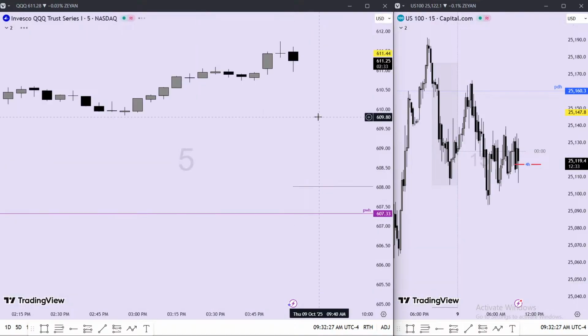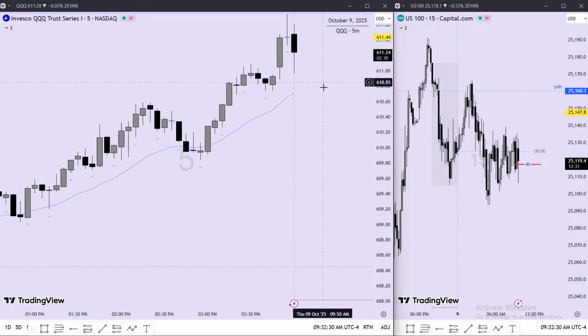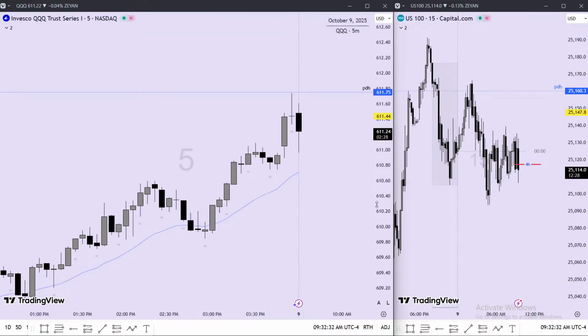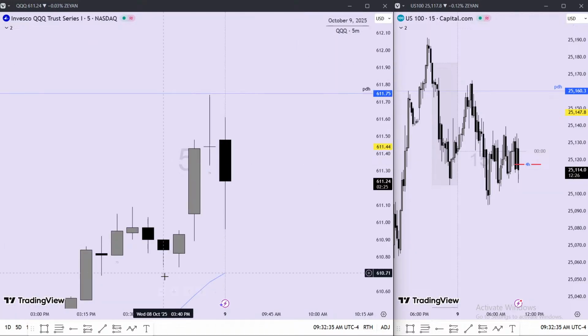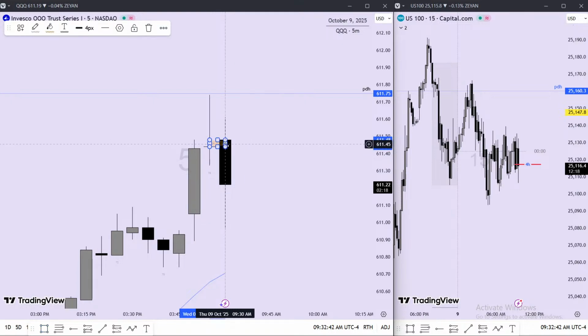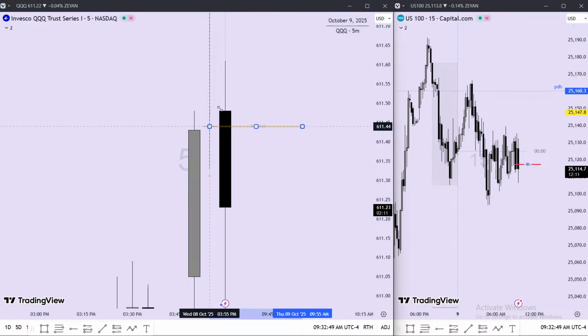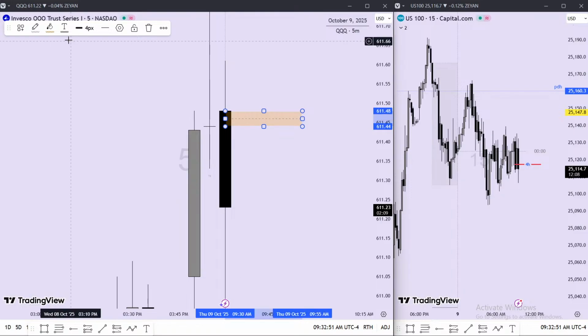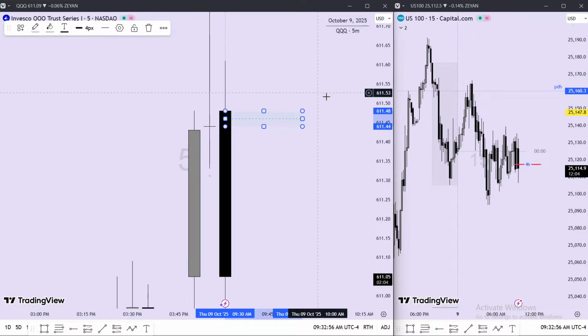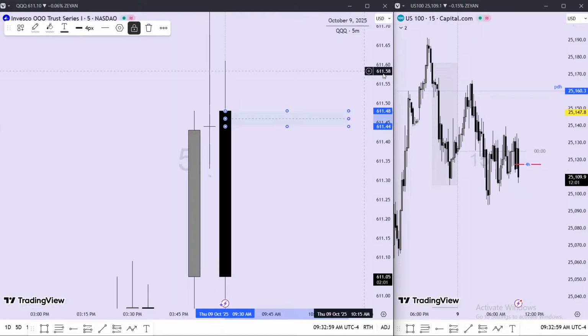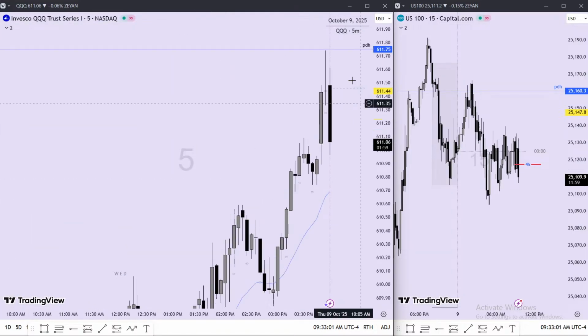Let's go to the 5 minutes. So on the 5 minutes we really do not have that much of a gap today. So this was the close of yesterday and this is where we have opened. I'm going to drag this across, so that this represents opening range, gap, or New York open and the previous day close.